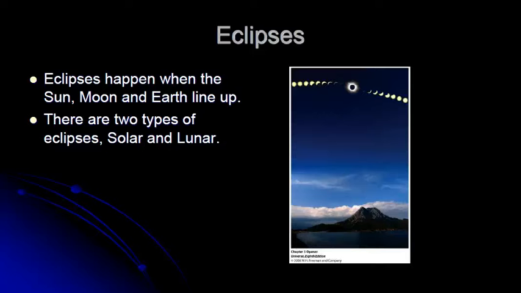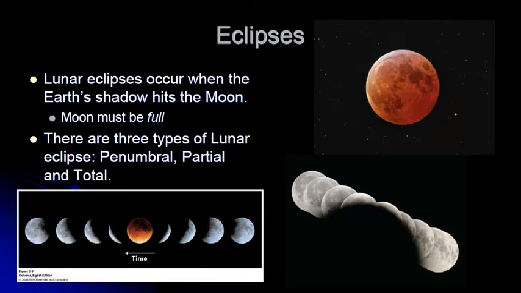Okay, so we're going to talk about eclipses. Eclipses happen when the Earth, the Sun, and the Moon all line up correctly. If the Moon is directly between the Sun and the Earth, we get a solar eclipse. If the Earth is directly between the Moon and the Sun, we get a lunar eclipse. Those are our two major types, solar and lunar. Within those, there are subtypes, and we'll talk about those.